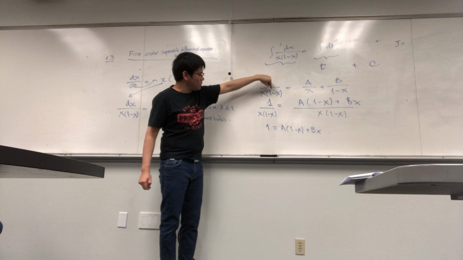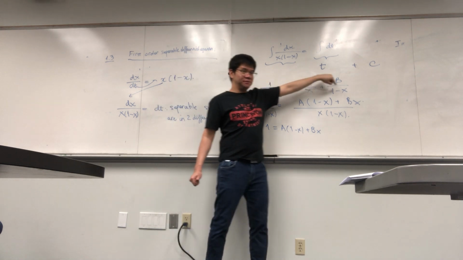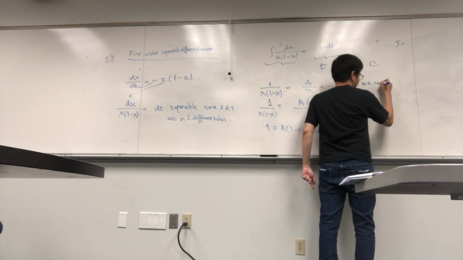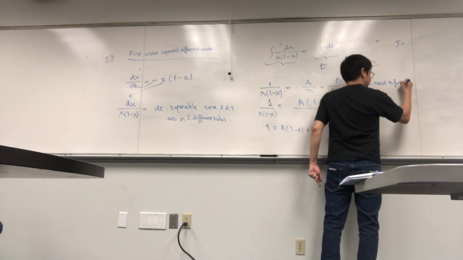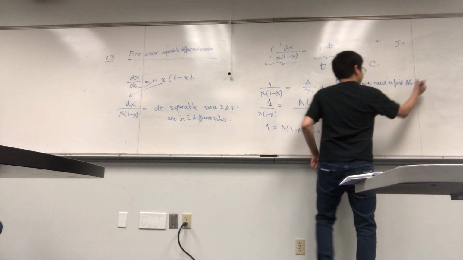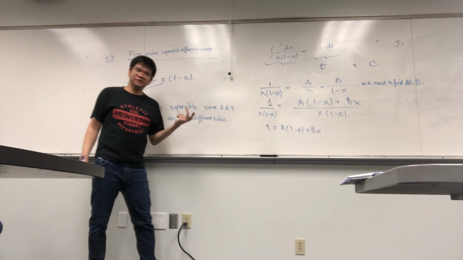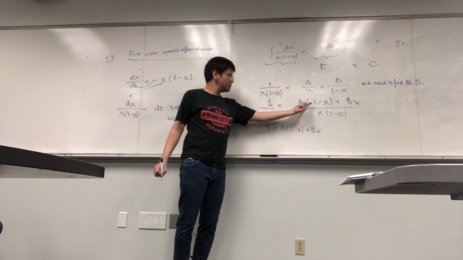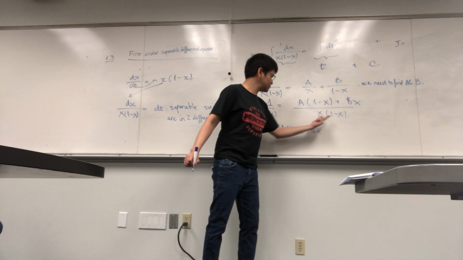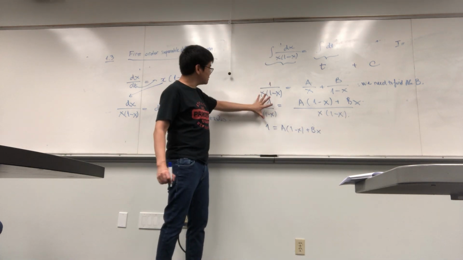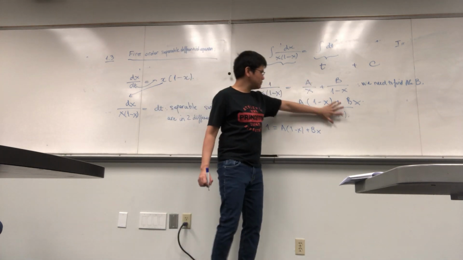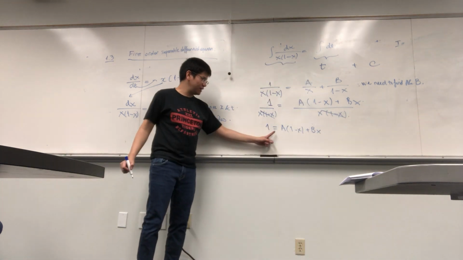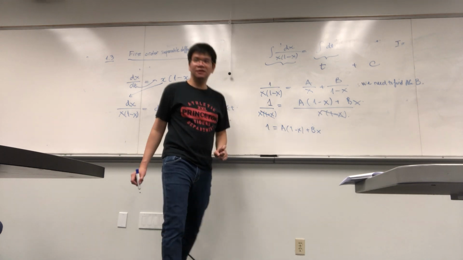I explain again before I set things to 0. I have 1 over x, 1 minus x is a over x plus b over 1 minus x, and we need to find a and b. So I have 1 over x, 1 minus x is a times 1 minus x plus bx, over x, 1 minus x. The left-hand side stays the same, the right-hand side will be this. Now I can eliminate x, 1 minus x, and I have 1 is a times 1 minus x plus bx.